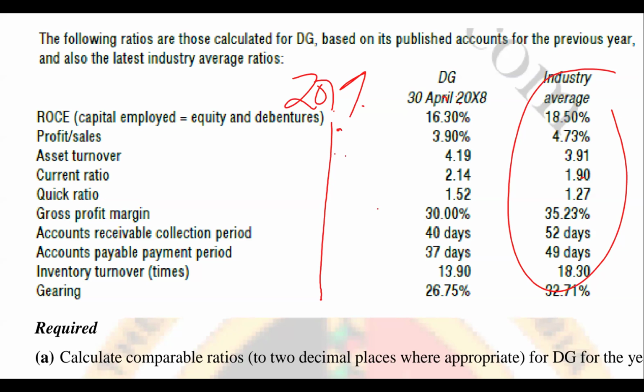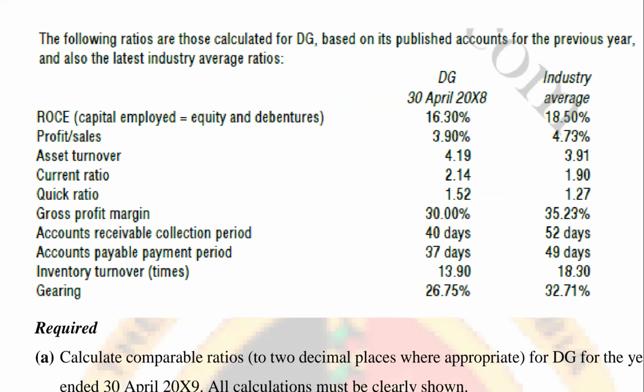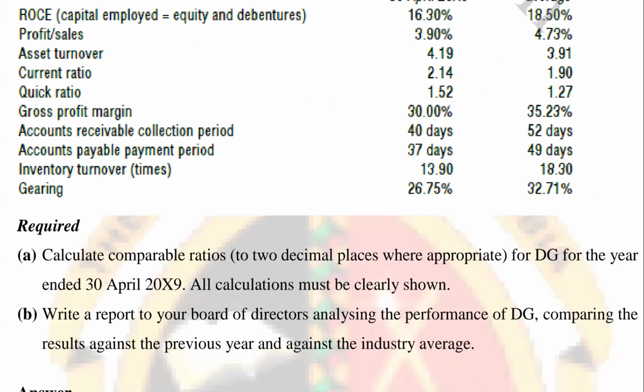After we have done the ratios, the question says we need to go ahead and come up with a report. We need to write a report to the board of directors, analyzing the performance of the company, comparing it against the previous year, that is 2018, and also against the industry. So first of all, you do the ratios for 2019, then you compare with the previous year and also with the industry, and report to the board of directors. That's what we are going to be doing.